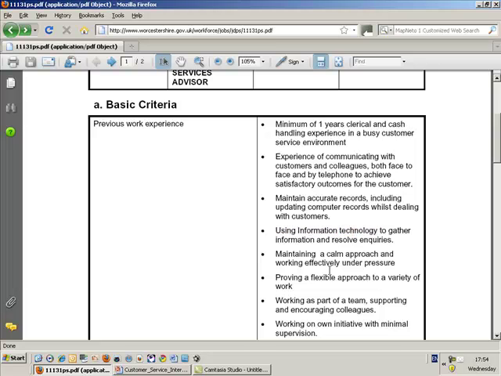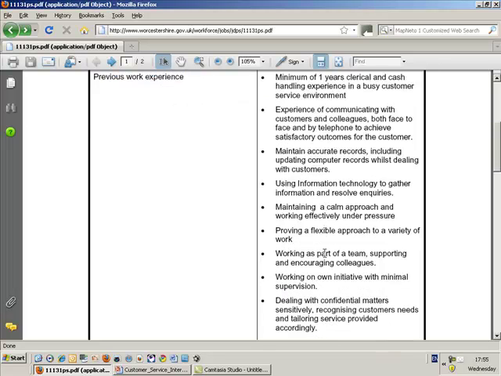It says there, maintaining a calm approach and working effectively under pressure. Can you give us an example of where you have worked under pressure in order to achieve objectives and goals? They may say to you, how do you approach pressure at work? How do you find working under pressure? And you can say, well, obviously I work in a methodical manner and I make sure that I am calm at all times.